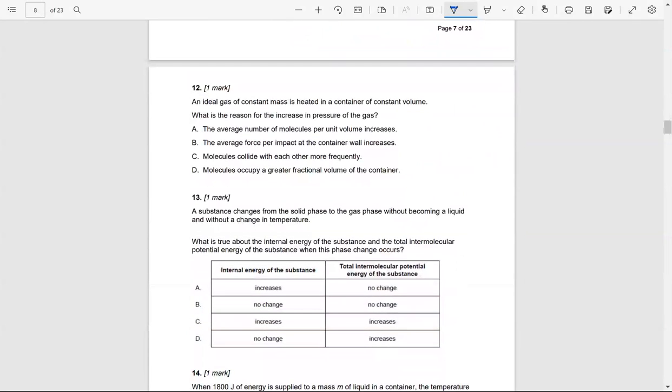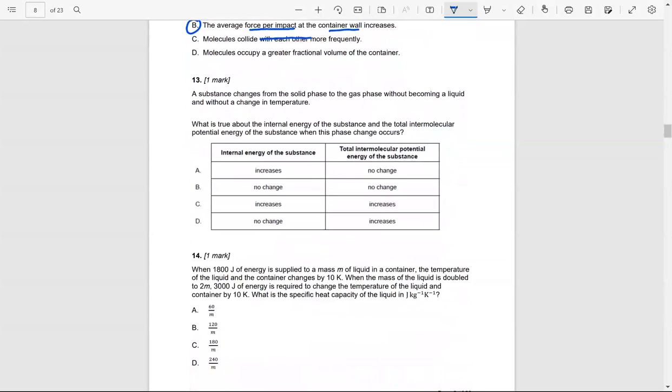Number 12 is talking about an ideal gas. Why do we get an increase in pressure of the gas? Well, it's actually B. It's an increased force on the container walls. The fact that they collide with each other is not one of the things that applies for an ideal gas. They don't occupy a greater volume. And if the average number of molecules increases, you must be inputting more particles. So that is incorrect as well.